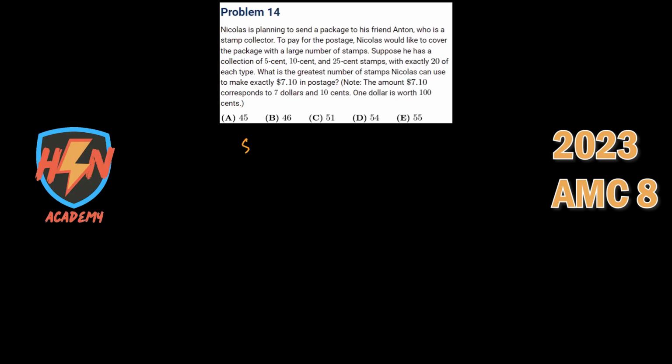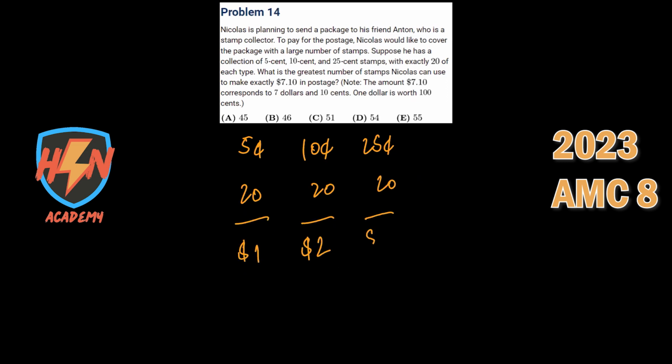In this problem, we have 5-cent coins, 10-cent coins, and 25-cent coins. There are 20 of each of them, so this will make a total of $1, this will make $2, and this will make a total of $5. All of these 60 coins combined will make a total of $8. Now, we want to use as many coins as possible to make a total of 710.